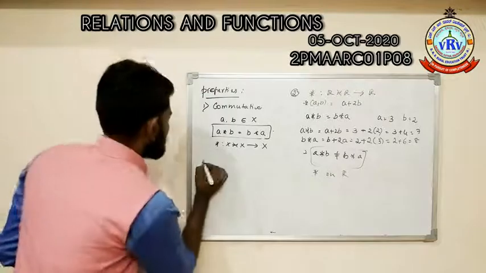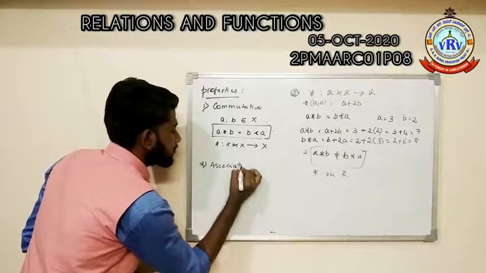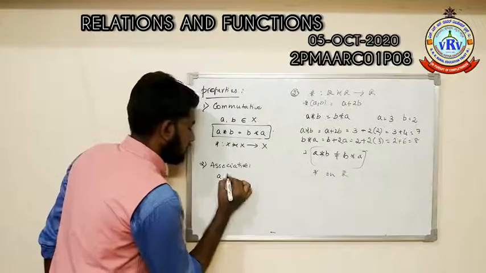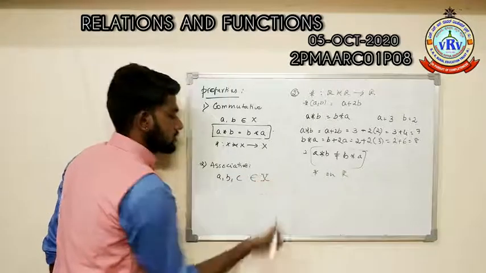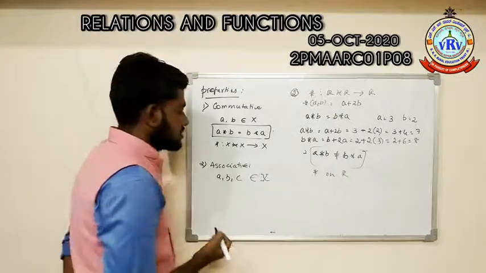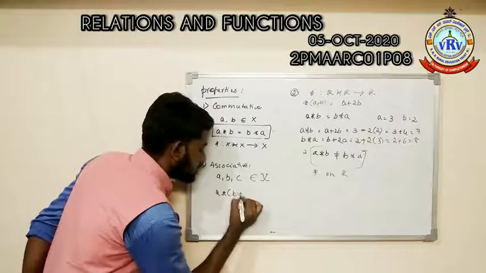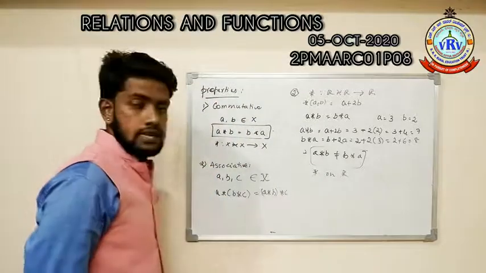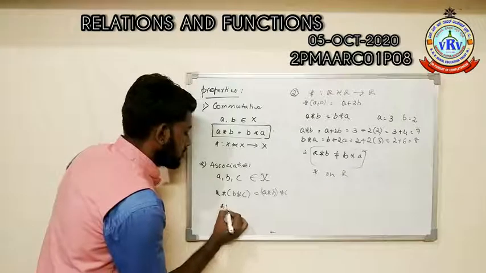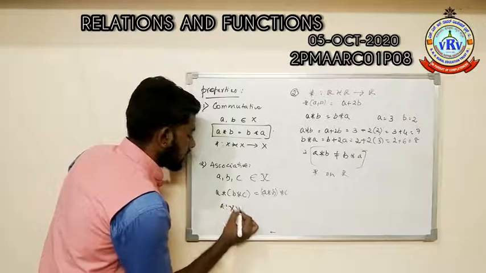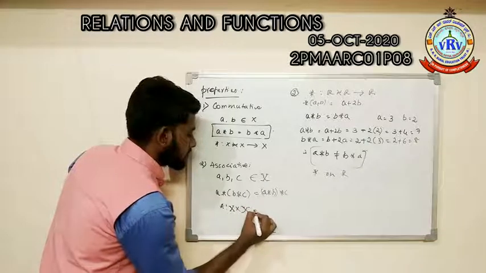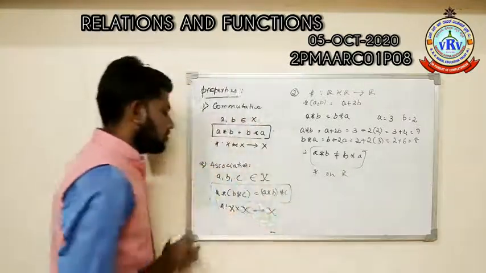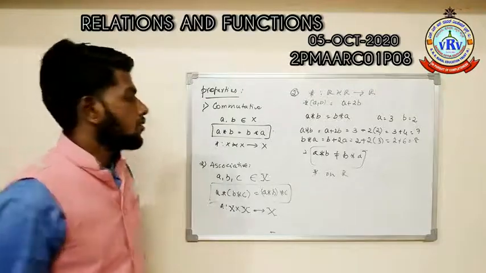Now the second property is associative. Here we are taking 3 elements A, B, C depending on the given set, and if these 3 elements satisfy (A star B) star C is equal to A star (B star C), then this star is associative under the set X. Okay, the condition is (A star B) star C equal to A star (B star C). Why is it important?